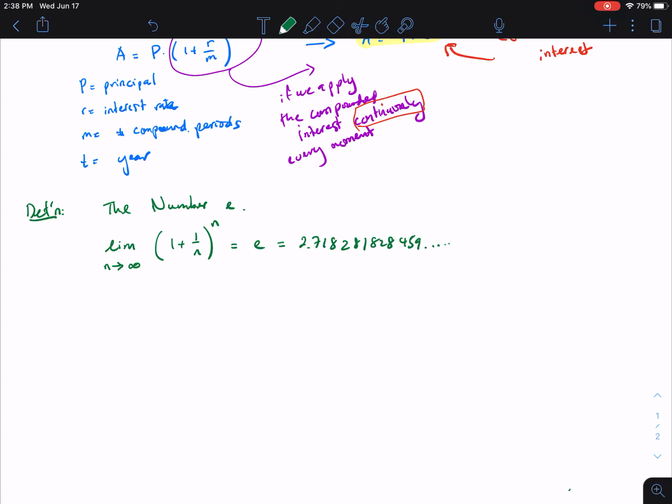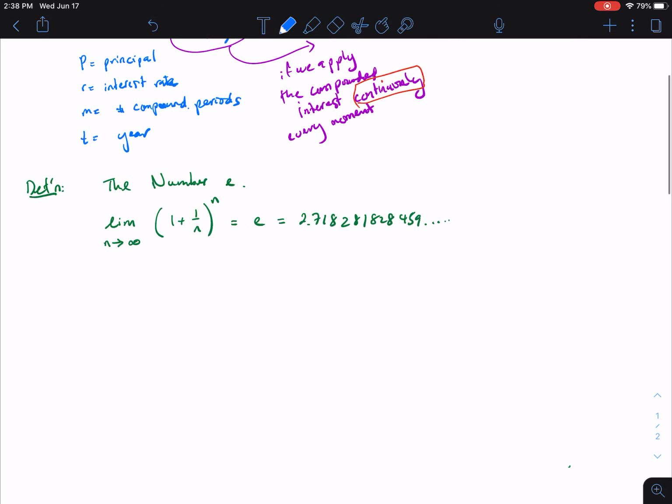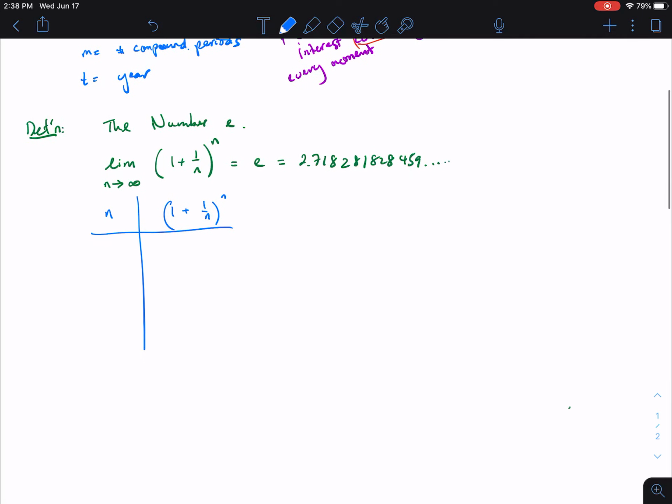And we can see how this works. Let me just plug in a few numbers here so we can actually see this. We can say, okay, here's n, and here's my 1 plus 1 over n to the n. Let's use a table to show the pattern of the values of 1 plus 1 over n to the power of n approaching the value e. So let's start with 1,000 for n, and then go to 10,000 and then a million. And you can see that this number will approach e.